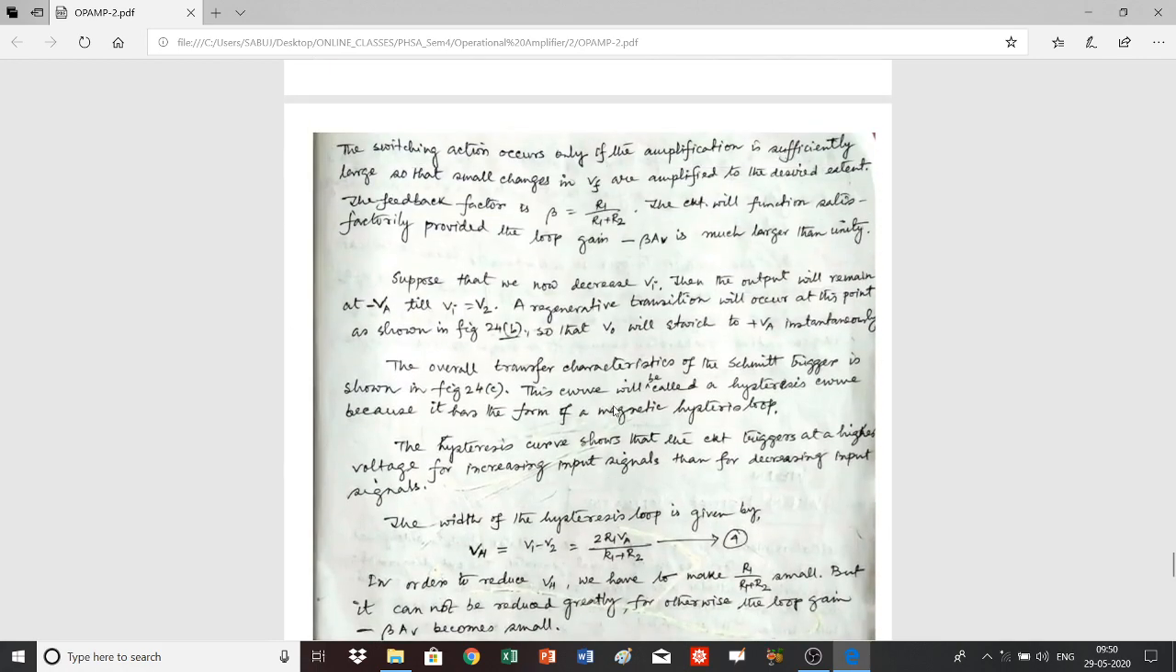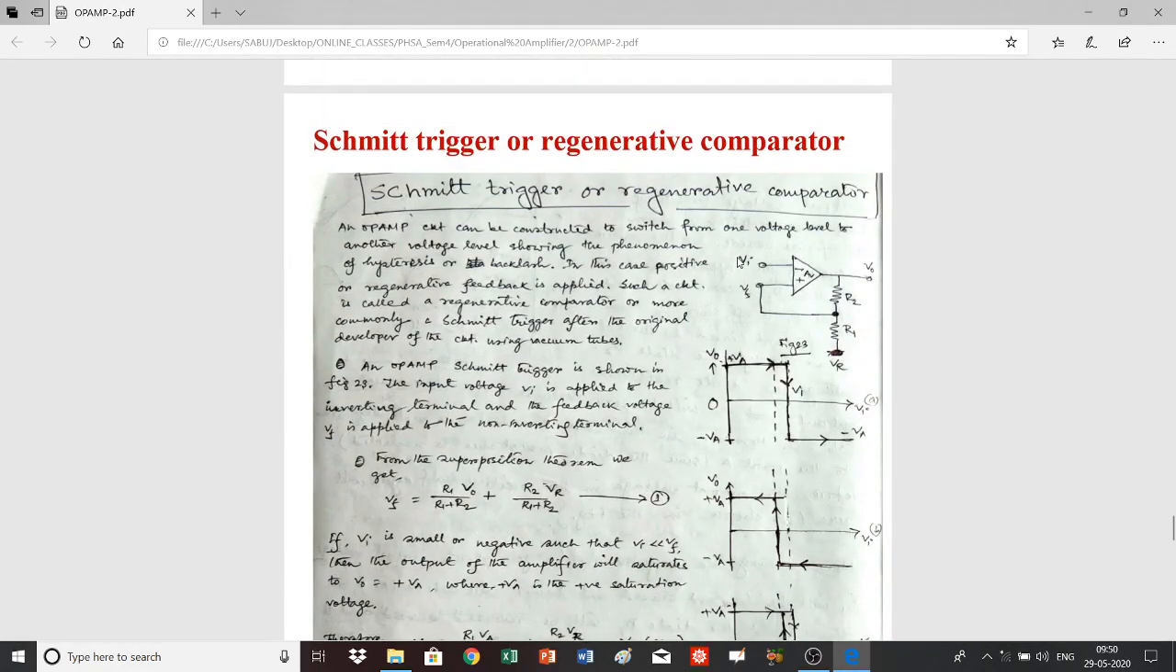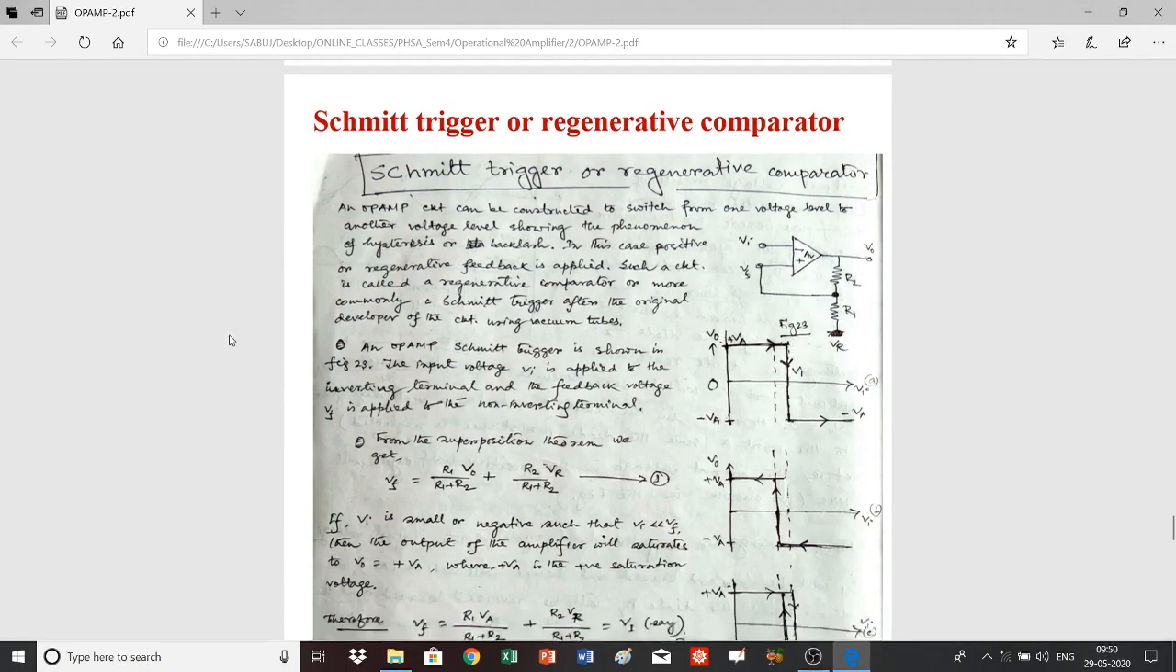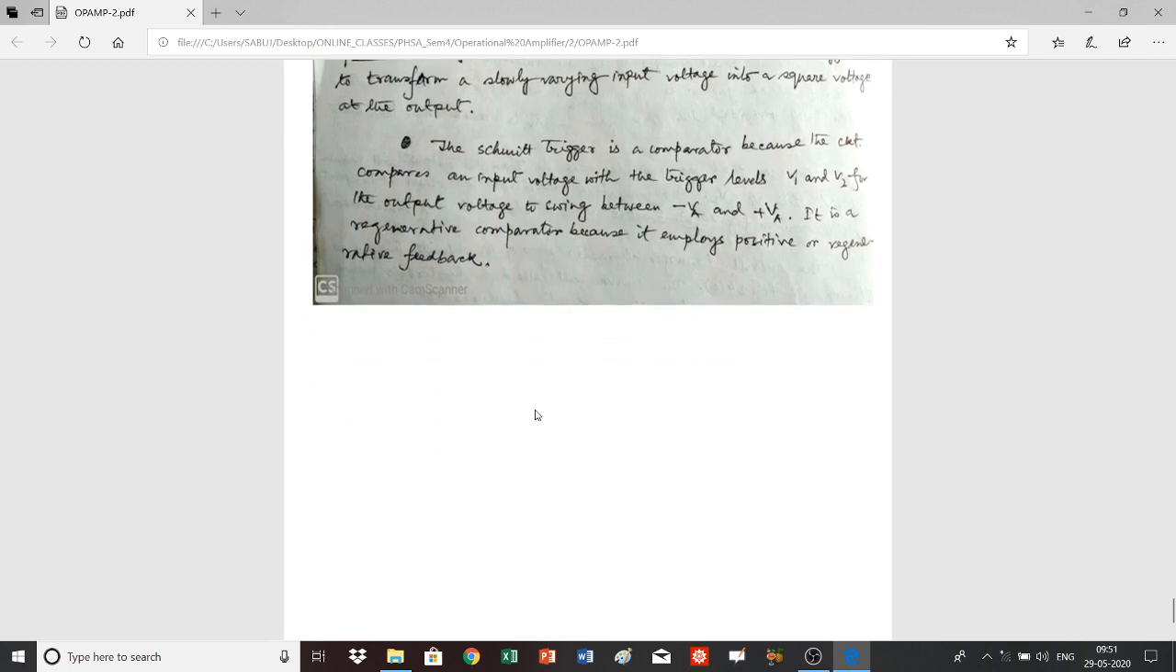And also the Schmitt trigger is a comparator. Obviously it is a comparator, because it compares the input voltage Vi with respect to this voltage or this voltage. The circuit compares an input voltage with the trigger levels V1 and V2 for the output voltage to switch between minus Va and plus Va. It is a regenerative comparator because in this case positive feedback was used. So I think you have understood, but you have to study further.